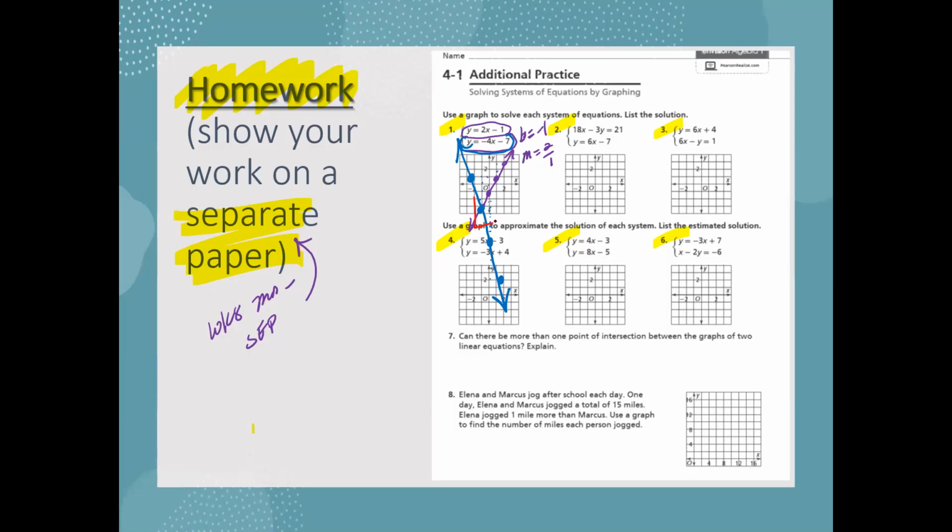You're going to ask yourself, where are these 2 lines hitting each other? And it looks like they're hitting each other at -1 on the x value, and then 1, 2, 3. So -1, -3 is your answer.